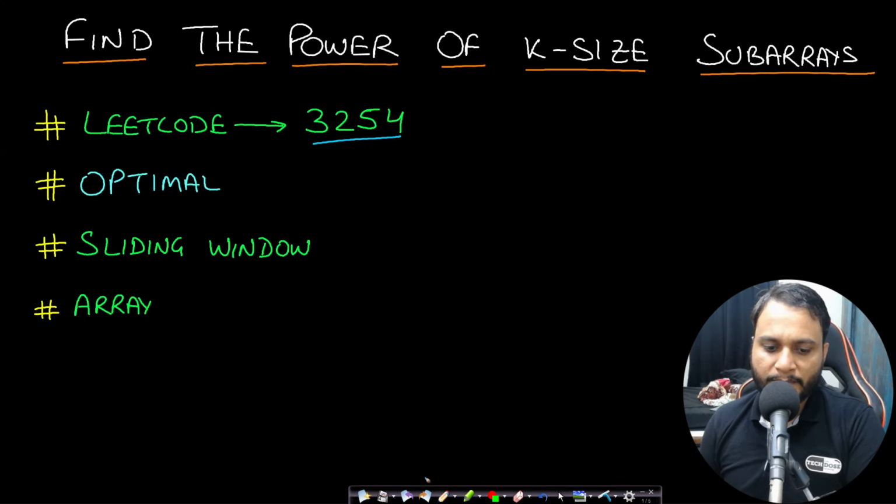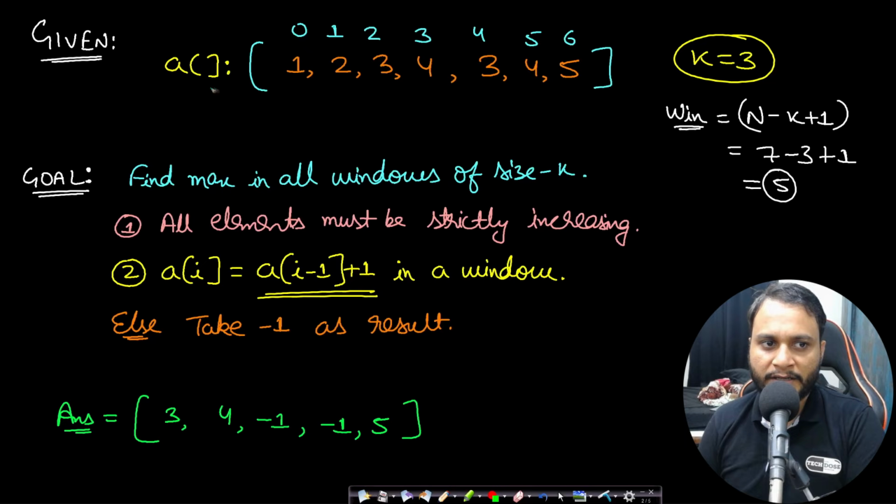Now let's look at an example for better understanding. Let's say that our given array is 1, 2, 3, 4, 3, 4, 5. In this case we have 7 elements, so n equals 7. Let's say that our k value equals 3. That means we want to find the maximum in all the windows of size 3 in such a way that all the elements must be strictly increasing within this window, and all the elements must be equal to the previous element plus 1 within the window.